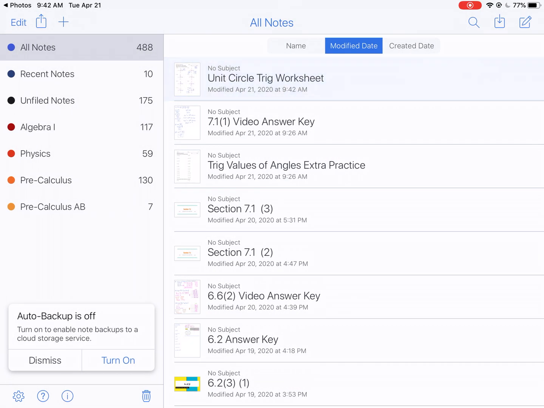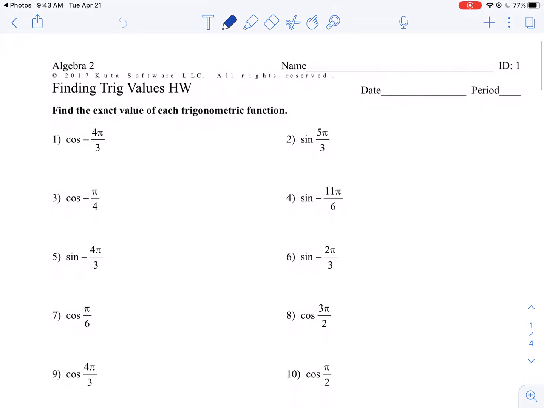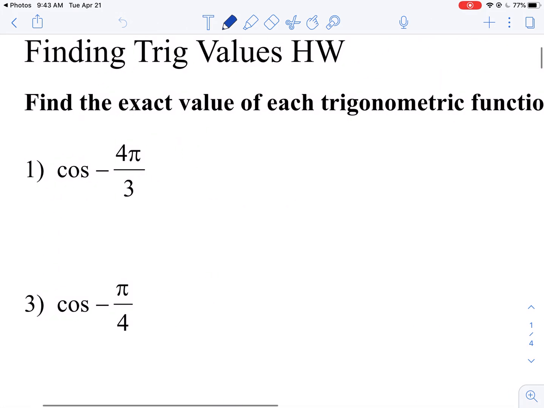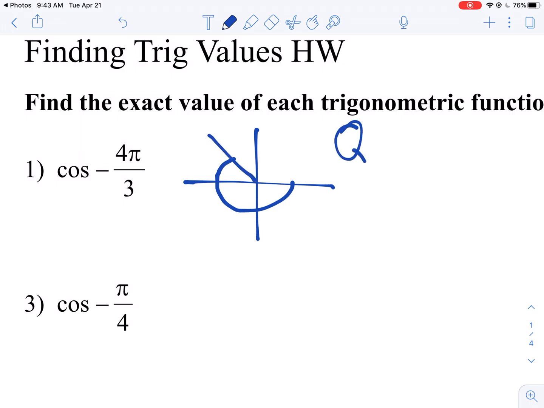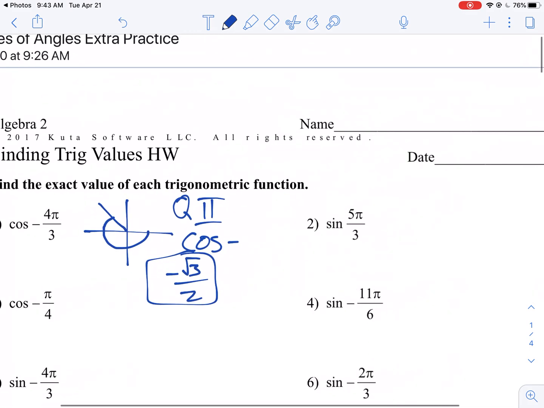On your second worksheet, the first thing it does is it just starts asking you to find the value. So you're going to do exactly what you just finished up with on that first worksheet. I've got the cosine of negative 4 pi over 3. I'm going to draw out negative 4 pi over 3. I realize that it terminates up here. So this is a quadrant 2 angle. This is quadrant 2. So that means my cosine is negative. I'm still talking about a pi over 3 value. And since it's a cosine of a pi over 3, this is negative root 3 over 2. That's what my cosine value is here.